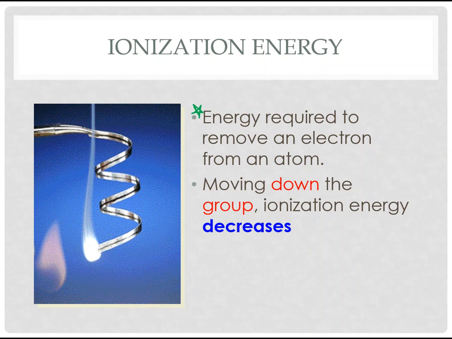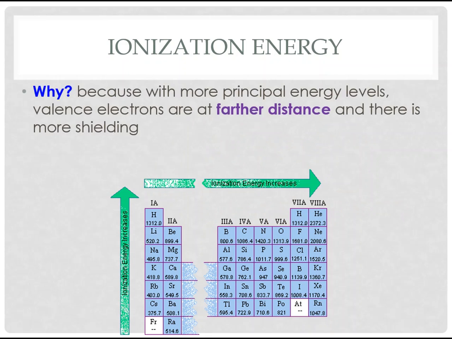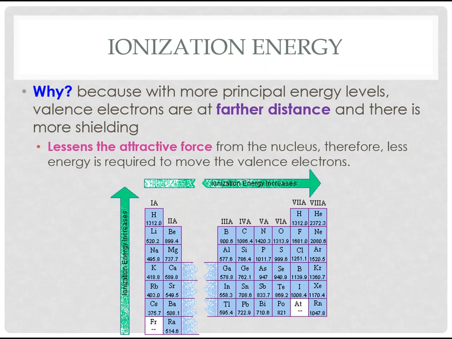You'll probably understand why, because like I said, the reasons now are becoming repetitive. As you go down the group, you're adding more principal energy levels, creating a farther distance, more shielding, less attractive force from the nucleus. Same deal here. Farther distance, more shielding, more principal energy levels lessens the attractive force from the nucleus. It's required to remove those valence electrons.